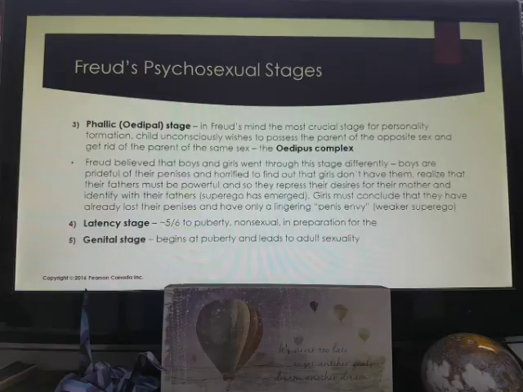It's named after Oedipus in old Greek mythology, essentially a person who unknowingly killed his father and married his mother. So that's basically what they're saying the child is going through at this point. He believed that boys and girls went through this stage differently. He said boys are very prideful of their penises, and the first time during this stage that they see a girl who is naked, they are horrified to find out that she doesn't have a penis.